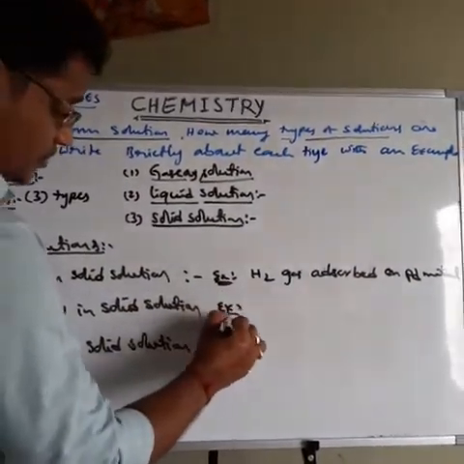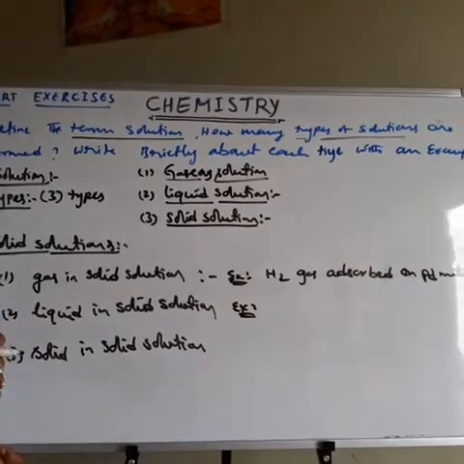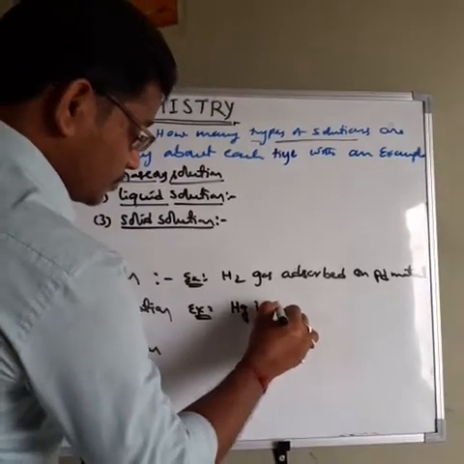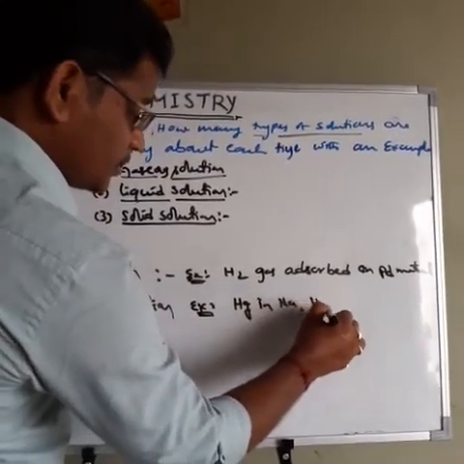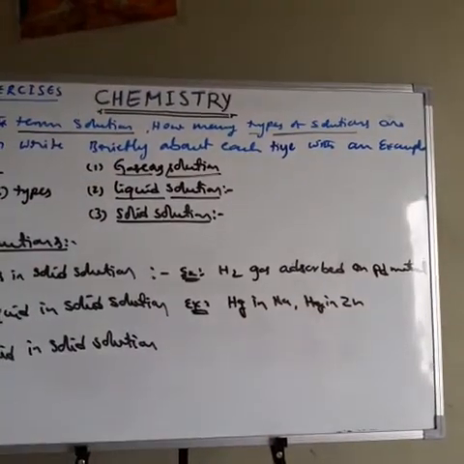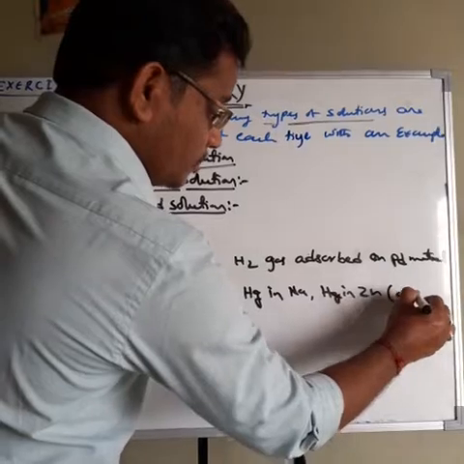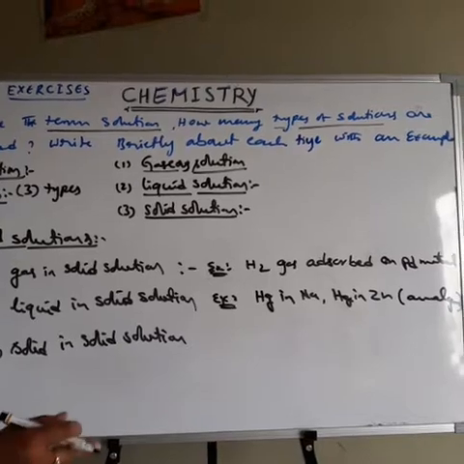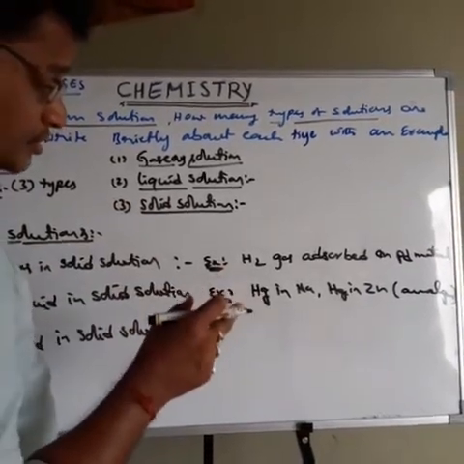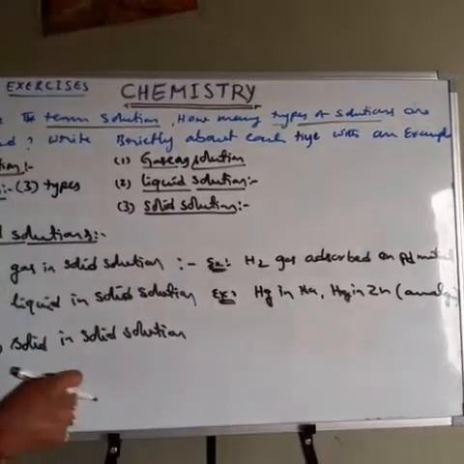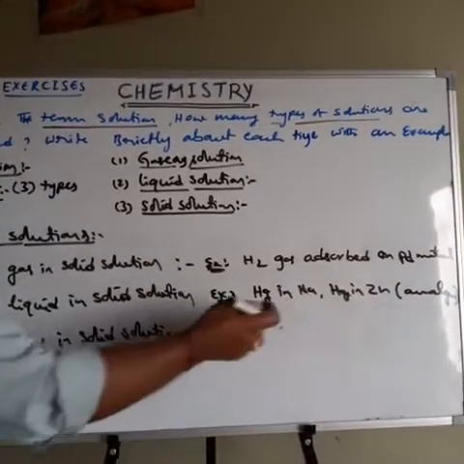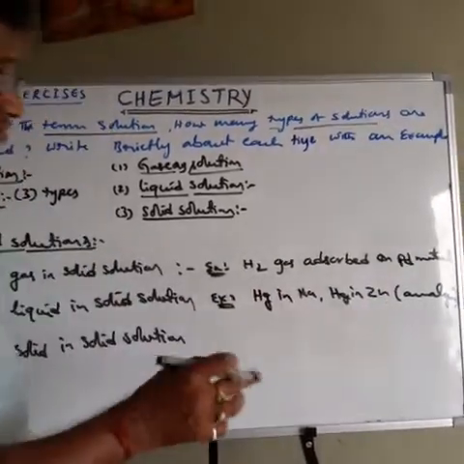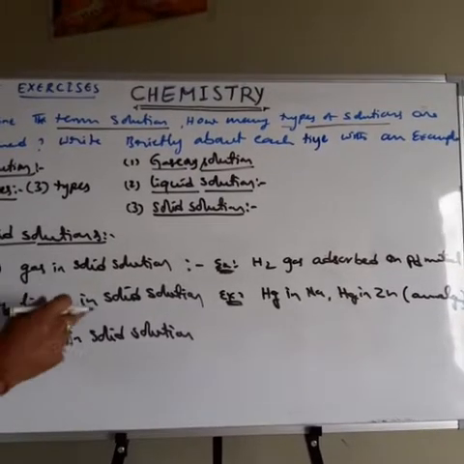The second one is a liquid in solid type example: mercury in sodium or mercury in zinc. That is called amalgams. Amalgams means liquid in solid type solution. Amalgam is a mixture in which one of the components is mercury. For example, sodium amalgam, mercury present in sodium, and zinc amalgam, mercury present in zinc. Okay, that is about the liquid in solid type solution.